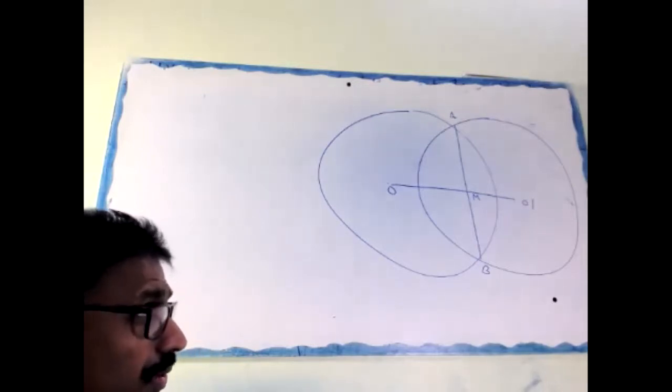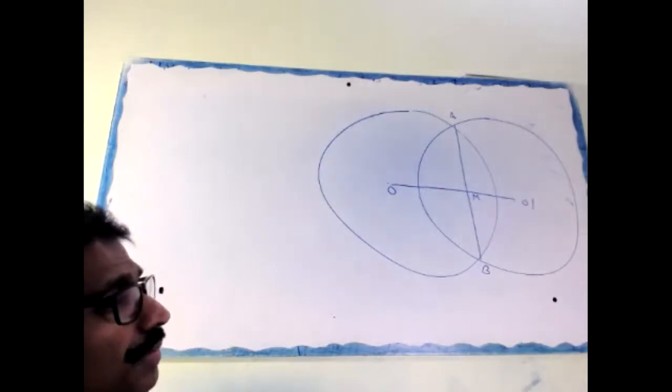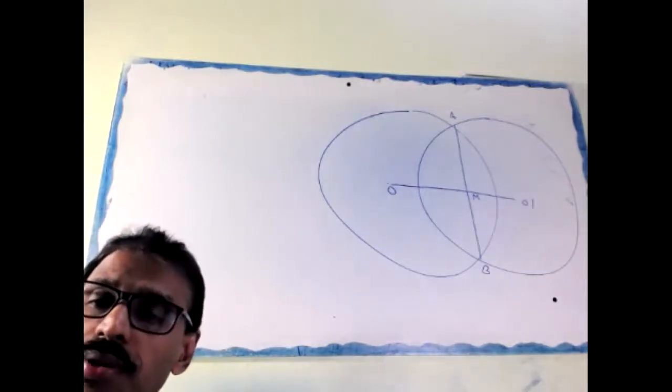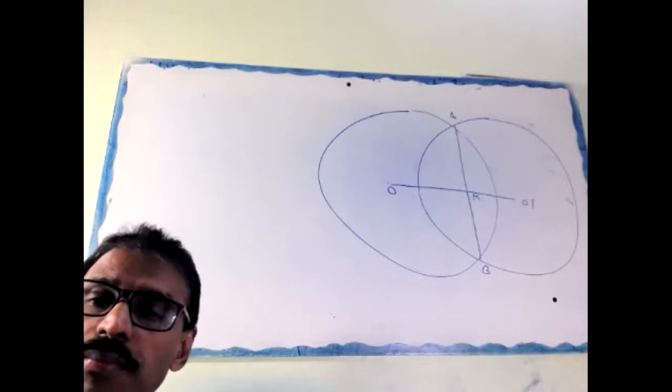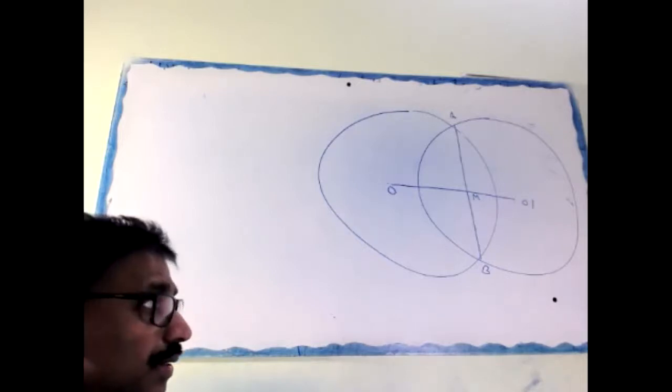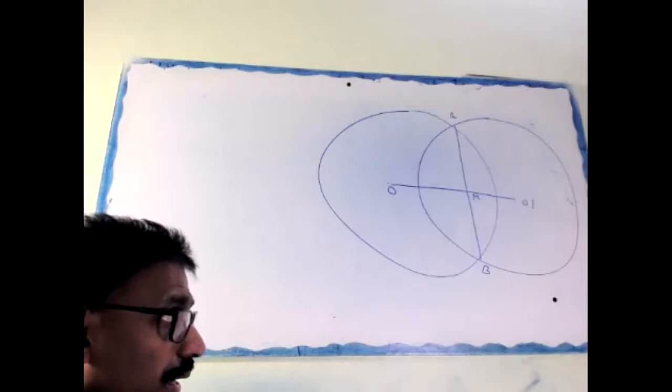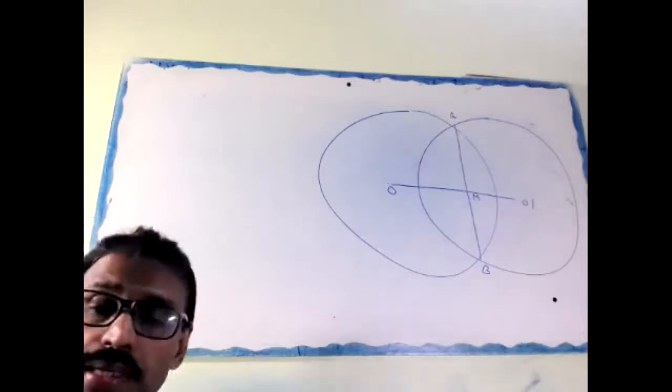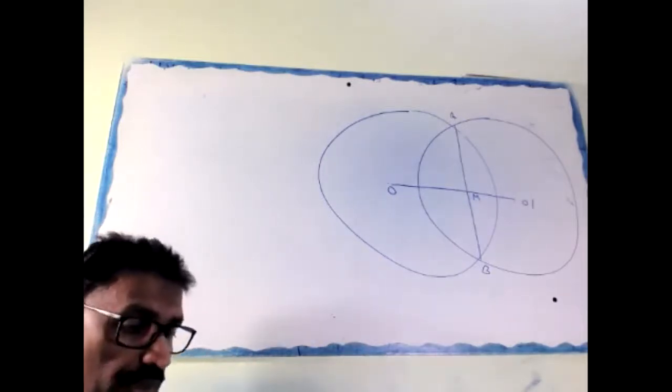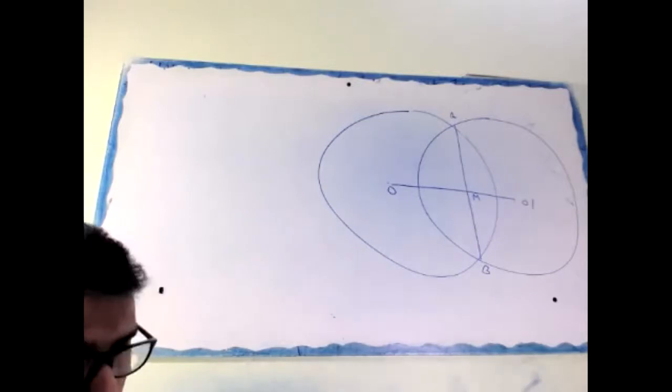That means what you have to show? That is AM equal to MB, and angle AMO is 90 degrees. Okay, look here. Hello. Don't start writing now.